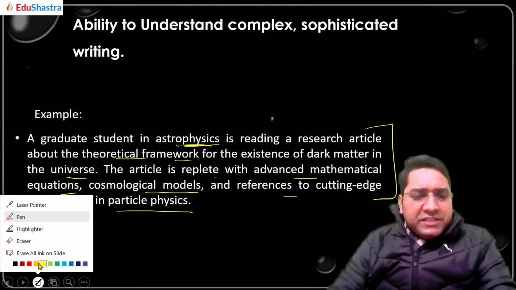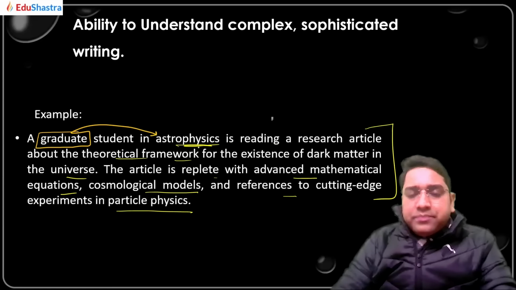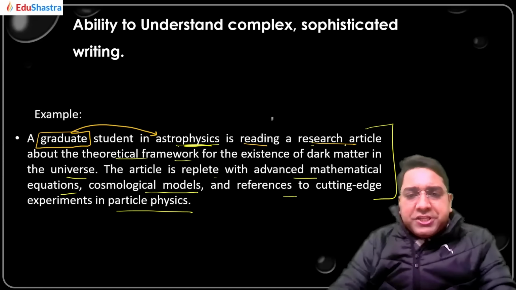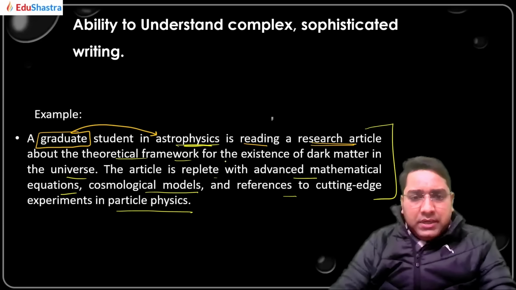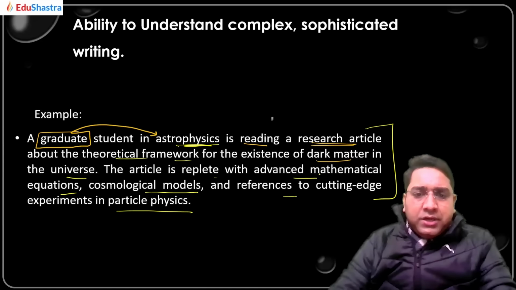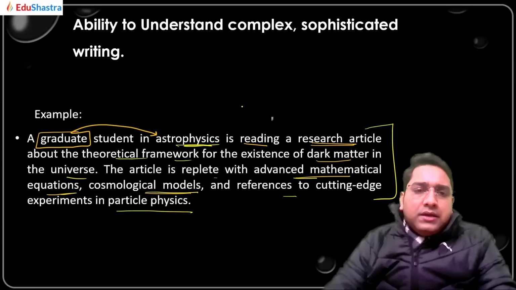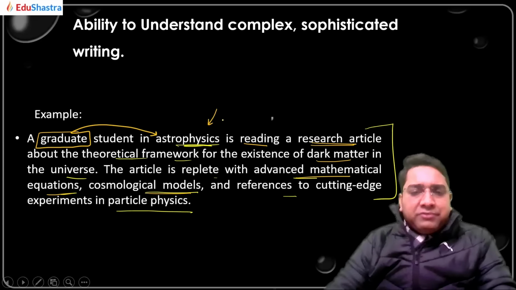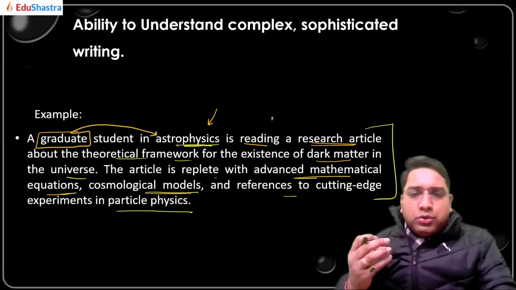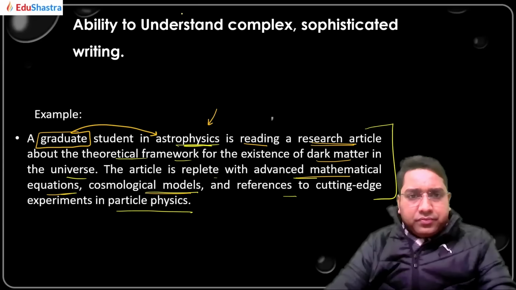Now, please focus here on the situation. This person is a graduate in astrophysics. If he's reading such a research paper, which is about the framework of the existence of dark matter, which includes advanced mathematical equations and cosmological models, right? He would be able to understand it because he has the background, the knowledge about those equations and cosmological models. Do you agree with me? Yes or no? Correct? Yes.